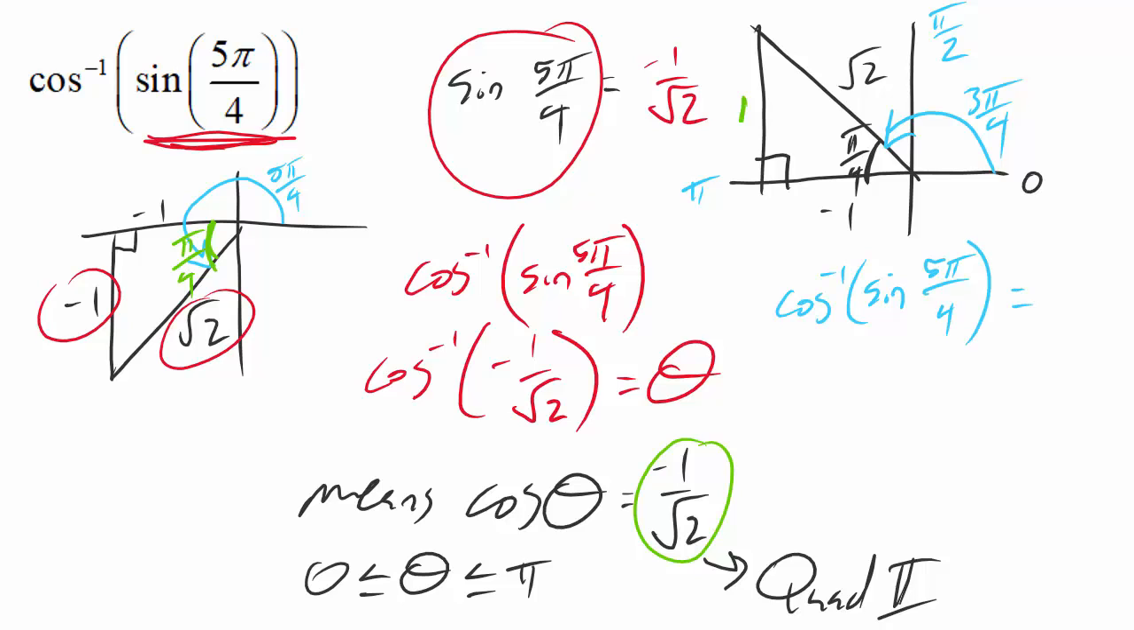So 3 pi over 4 is within our acceptable range of 0 to pi. This is our answer.